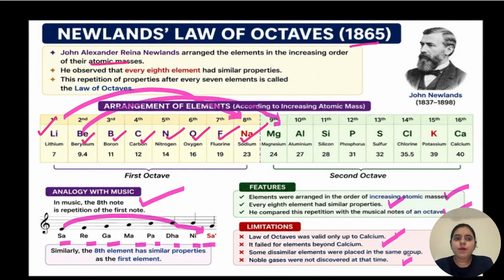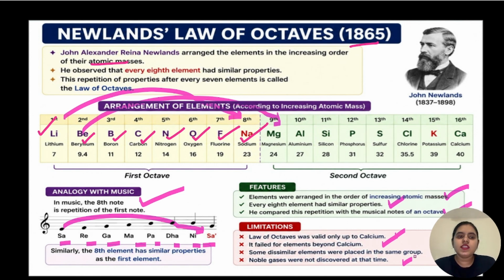So remember the one line of Newlands Law of Octaves: Newland arranged elements in increasing atomic masses and observed that every 8th element had similar properties, just like the 8th musical note repeats the first. In the next slide, we will study Mendeleev's periodic table, which became one of the greatest milestones in the history of chemistry.